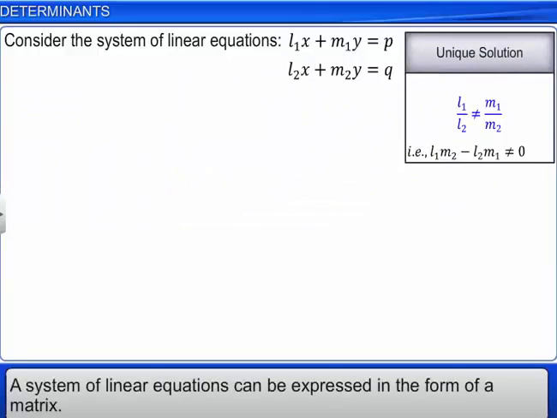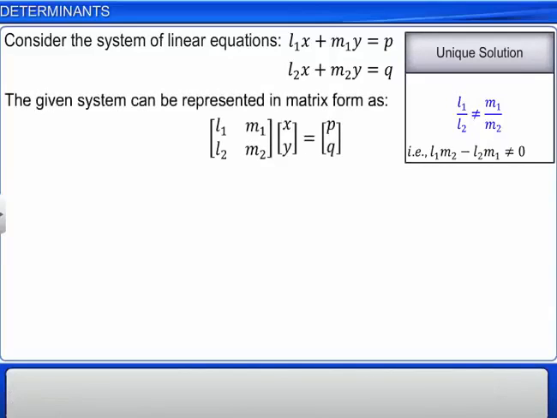You have learnt that a given system of linear equations can be expressed in the form of a matrix. So, on representing the given system in the form of a matrix, we obtain the equation shown. Let us now see how we can define a unique solution of a linear system in terms of a matrix.